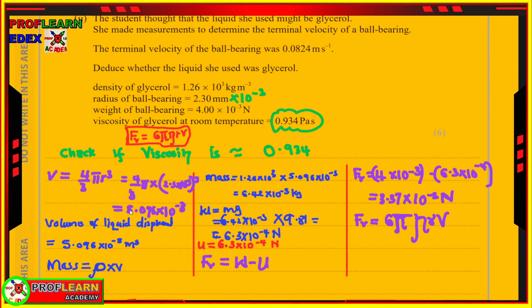So working out the volume, you get 5.096 times 10 raised to power negative 8. That's the volume of this sphere, the ball bearing, and the volume of the ball bearing will displace the same volume of the liquid. Mass of the liquid can be given by density times volume, and then we get the mass. Then we can work out the weight of the liquid displaced as 6.3 times 10 raised to power negative 4 newtons. And this represents the upthrust force.